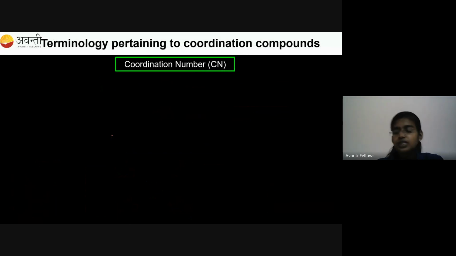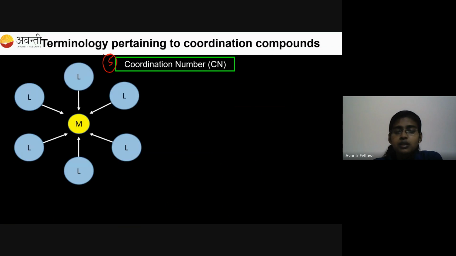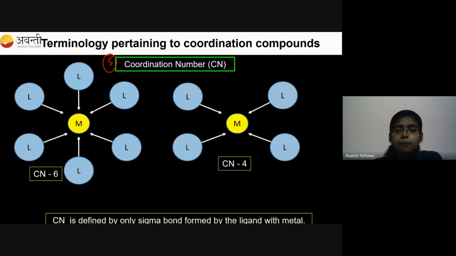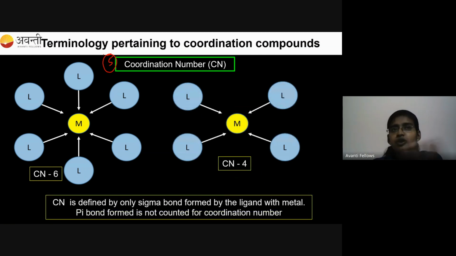Now coming to the fifth term, which is coordination number. It is the number of donor sites a metal is having. If a metal is having 6 donor sites, the coordination number is 6. If the metal is having 4 donating sites, then the coordination number is 4. The number of electron pairs donated to the central metal atom is called coordination number.